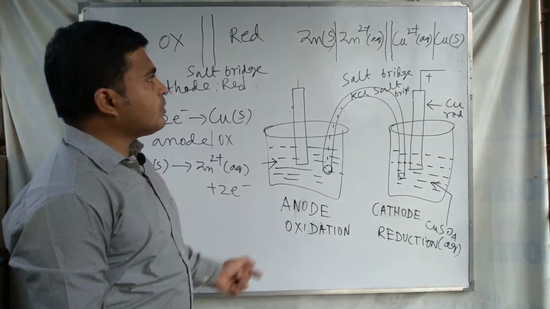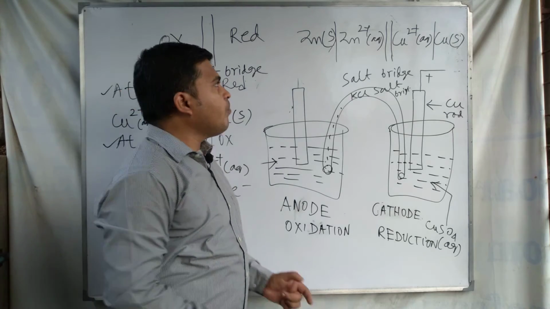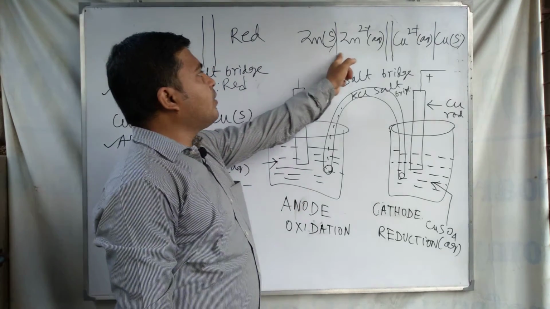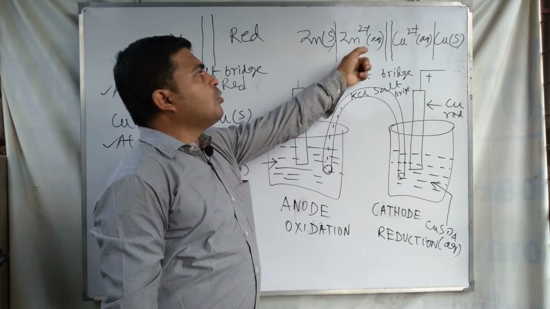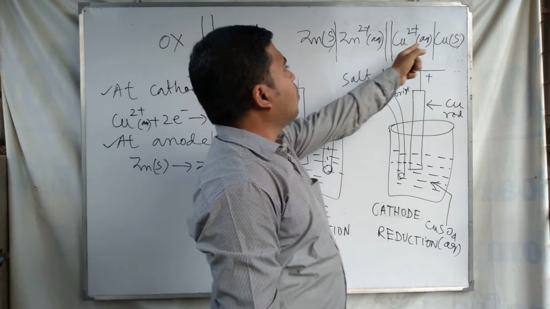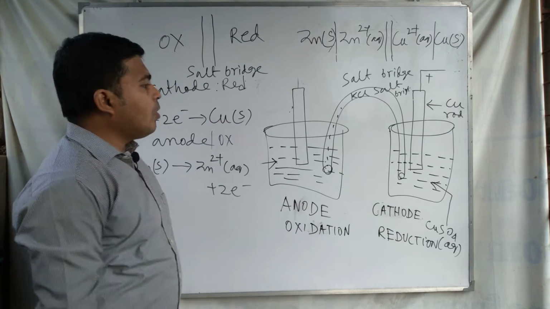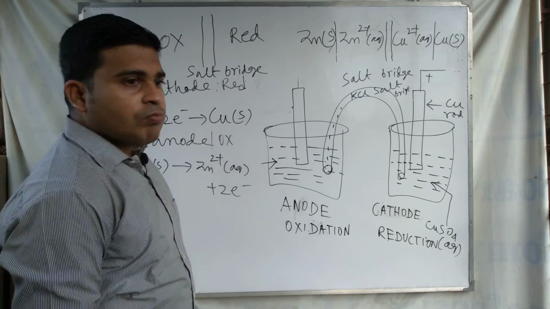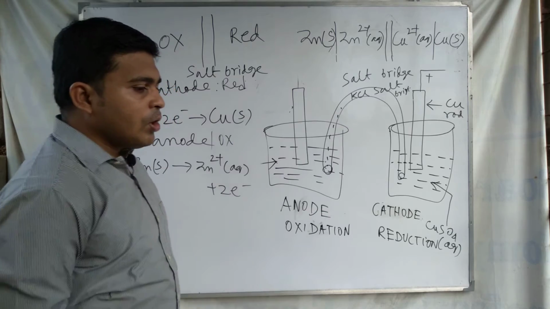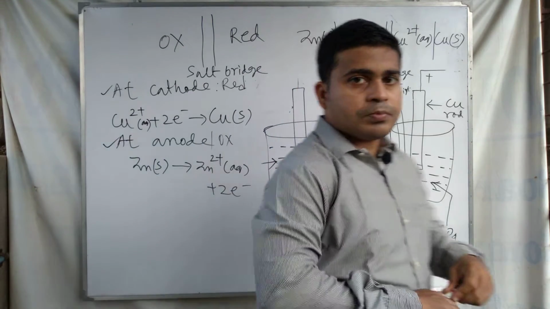Zinc and copper sulfate reaction. The representation of the galvanic cell is zinc to zinc 2 plus, salt bridge, copper 2 plus to copper. Okay, this is the representation of this galvanic cell. Similarly, you can represent the other galvanic cells also.